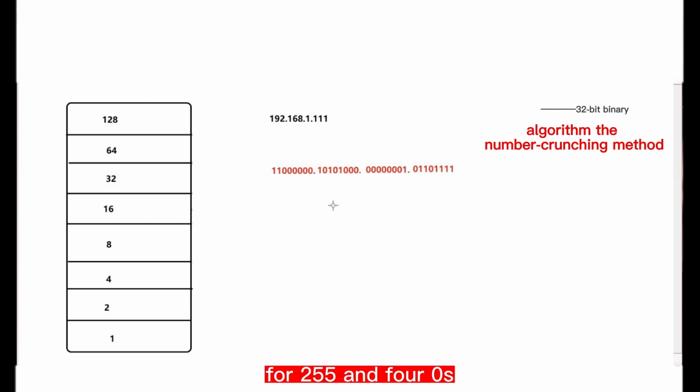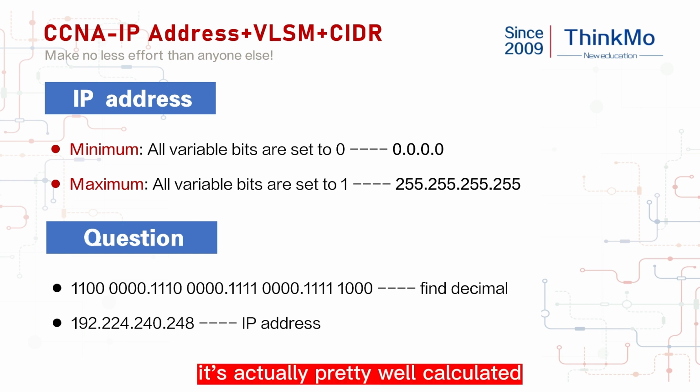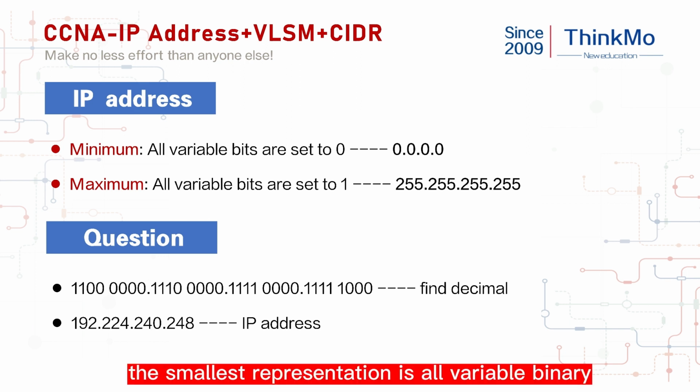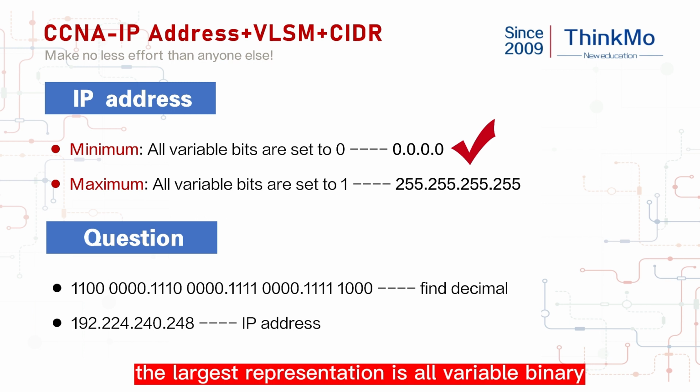Okay. For 32 bits, if all 32 bits are set to 0, it must be the smallest value. That is, for IP addresses, the current max and min. It's actually pretty easy to calculate. The smallest representation is when all binary digits are set to 0. Actually 32 zeros. Every bit is 0. 0.0.0.0.